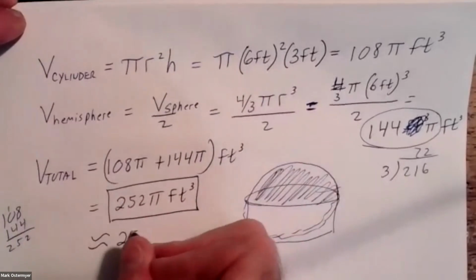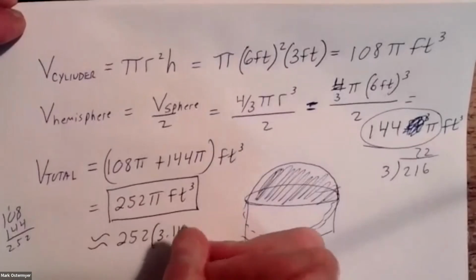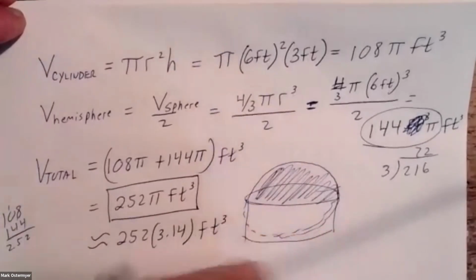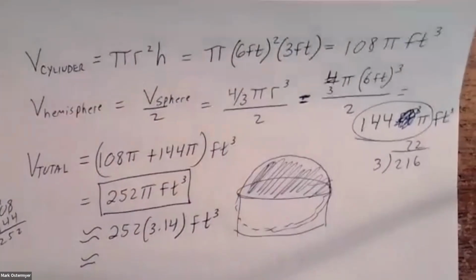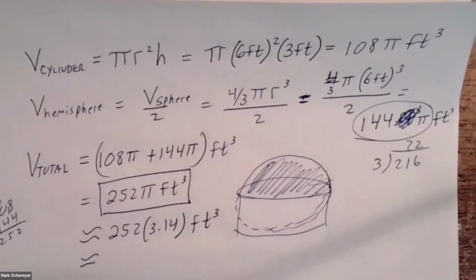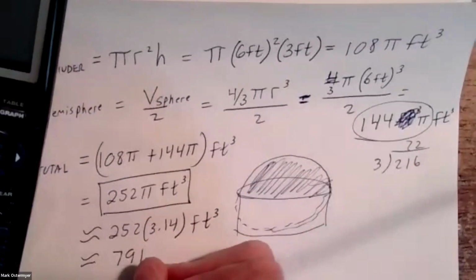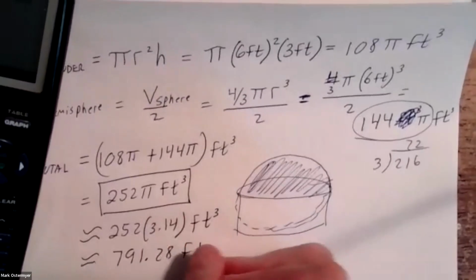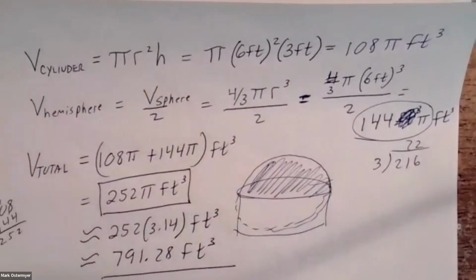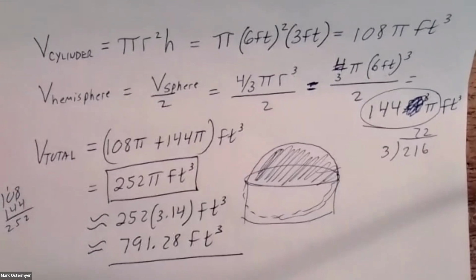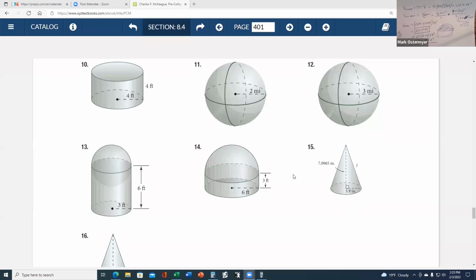Approximately, if you replace pi with 3.14, you get the approximate volume, which you have to get on your calculator and dial it up. What's 252 times 3.14? That gives us 791.28, 791 and 28/100 of a cubic foot approximate volume of the entire shape. Okay. All right, so that's the volume of that entire shape. That is problem number 14.